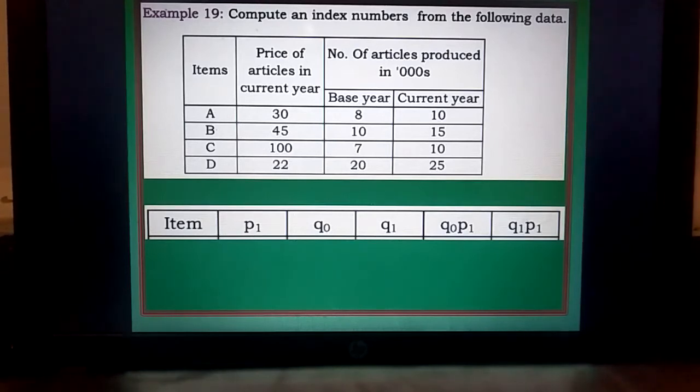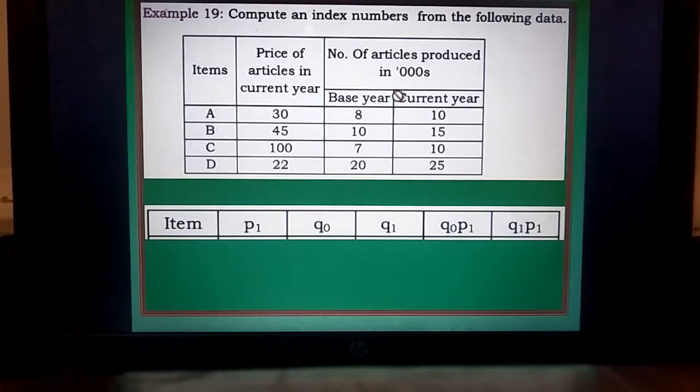So in this problem, both current year and base year quantities are given, while prices are given only in the current year. That means this is the weight applied. The price of articles in the current year is the weight applied, and quantity relative is possible to calculate as Q0 and Q1 are given. So which index number is to be calculated? First we have decided it is the quantity index number to be calculated.